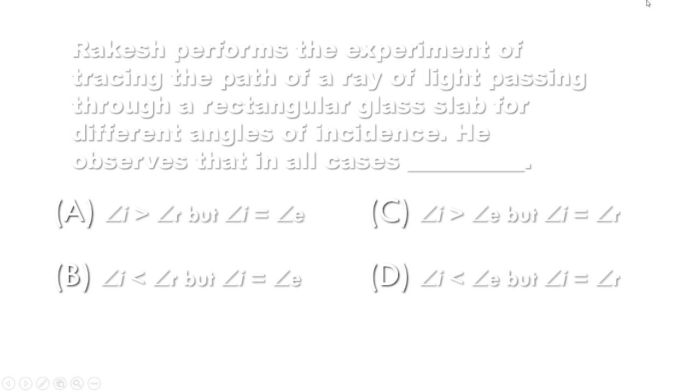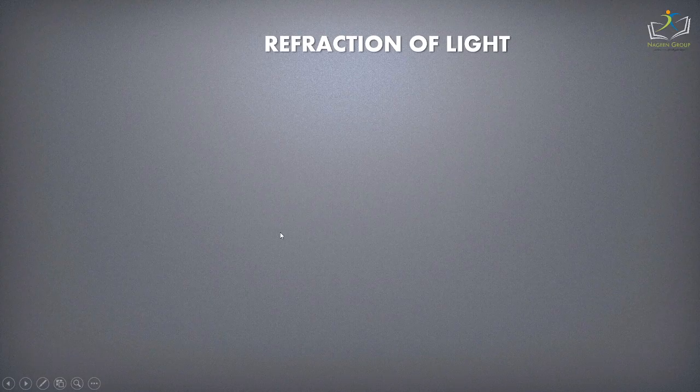Rakesh performed the experiment of tracing the path of a ray of light passing through a rectangular glass slab for different angles of incidence. What did he observe in all the cases? That the angle of incidence is greater than the angle of refraction. In refraction, we do not have the angle of incidence equal to the angle of refraction, but the angle of incidence is equal to the angle of emergence.